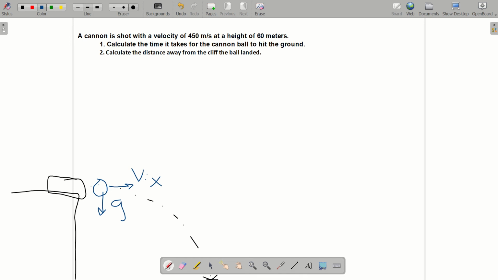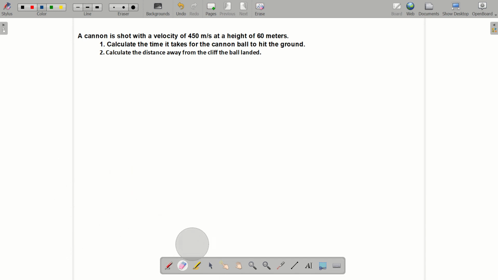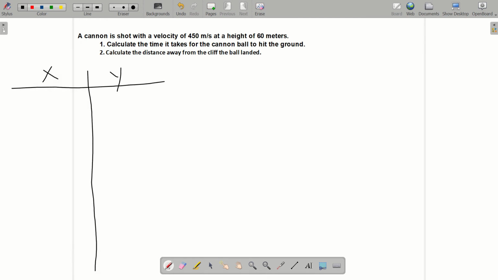So to do this, I'm going to erase my beautiful picture. I'm an artist. And I'm going to separate all my components for the x and the y. So this chart's going to help me stay organized. And it's also going to allow me to see all my variables so I know which formula to use. So let's start with our x direction.